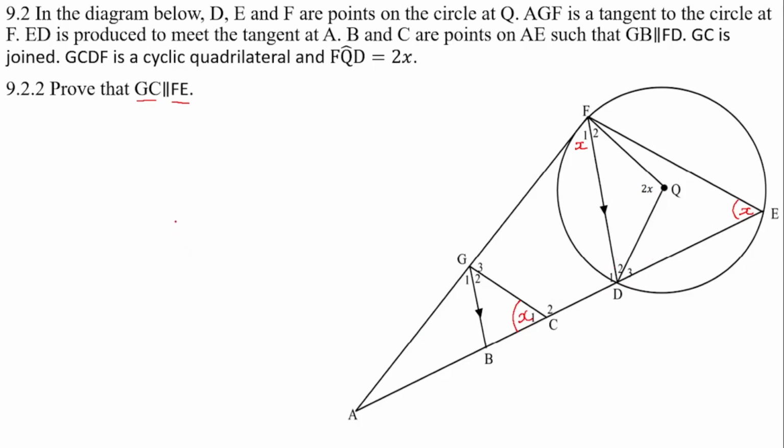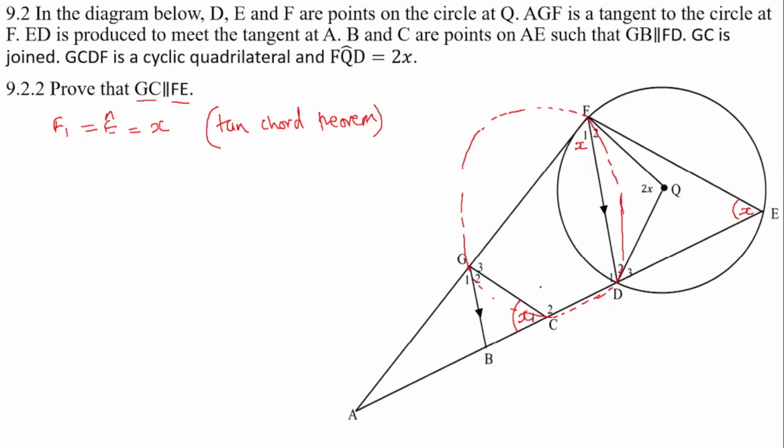So we're saying that angle F1 is equal to angle E, and then both of them are equal to angle x. Why? Because of the tan chord theorem. And then remember we're told that GCDF is a cyclic quad, and then we say that angle C1 is equal to angle F1 since angle C1 is the exterior angle of a cyclic quad. So angle C1 is equal to angle F1 and both of them are equal to x, exterior angle of cyclic quad.